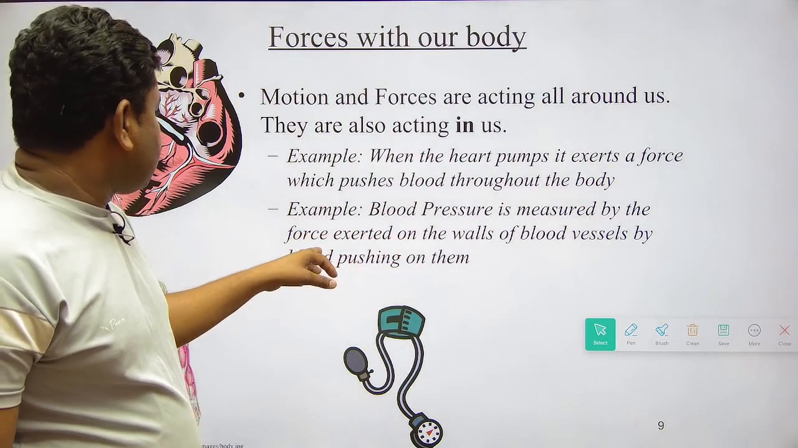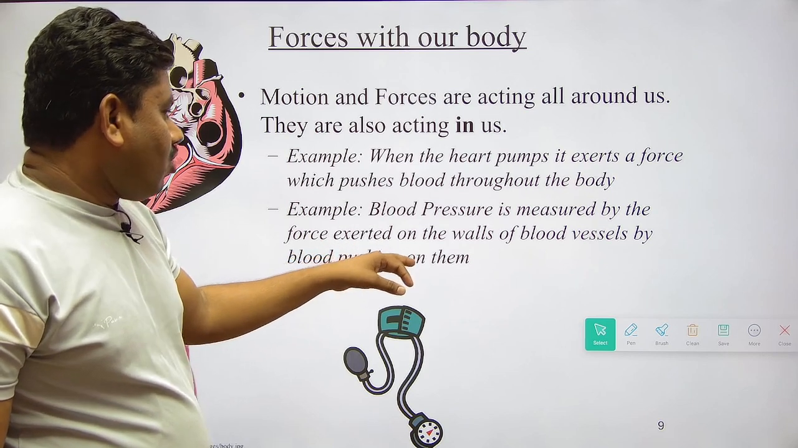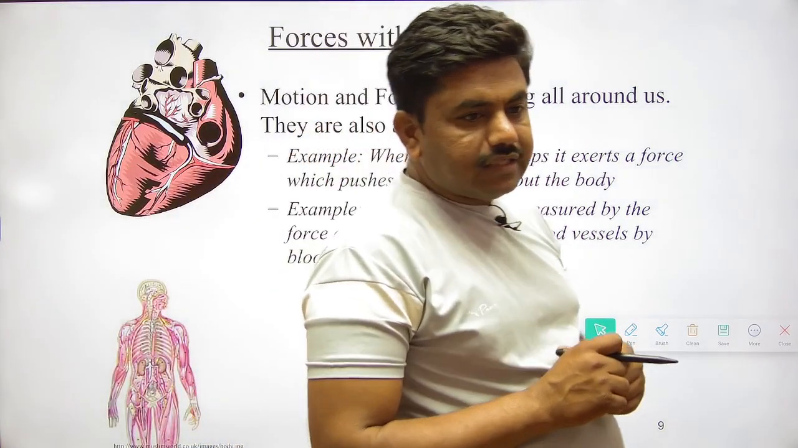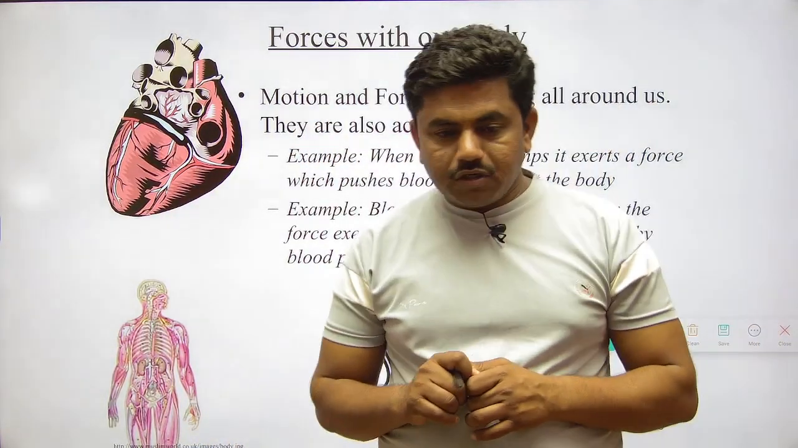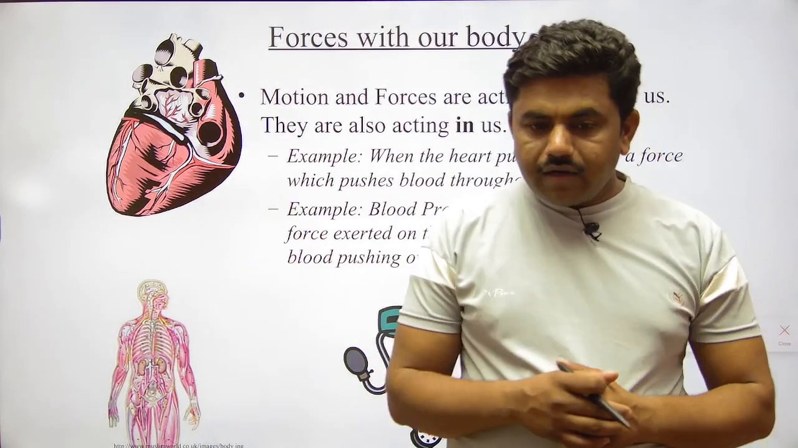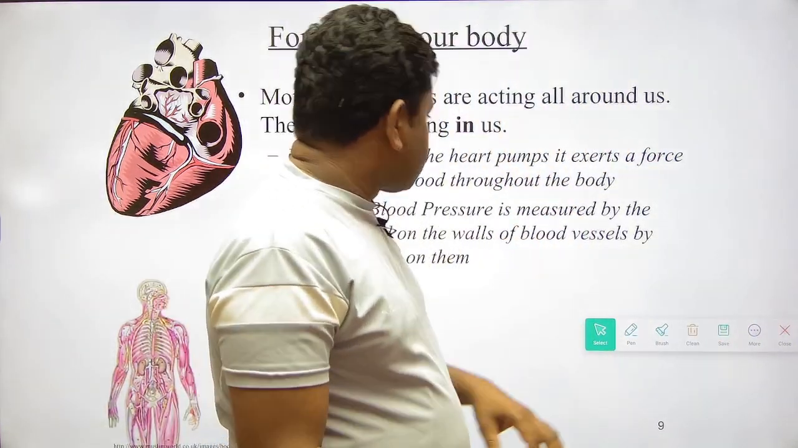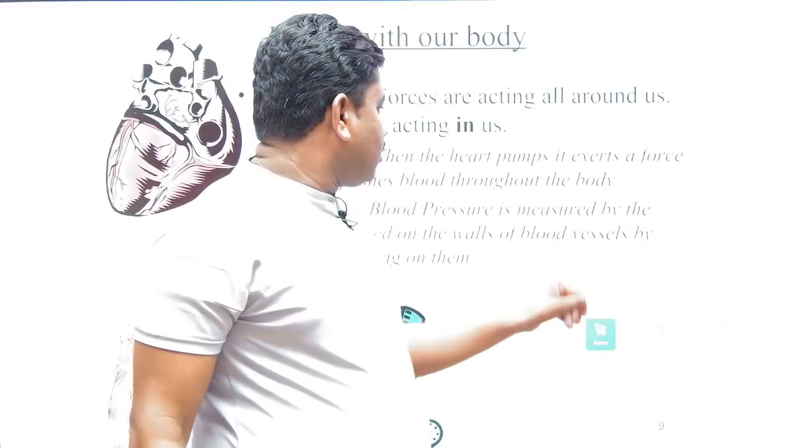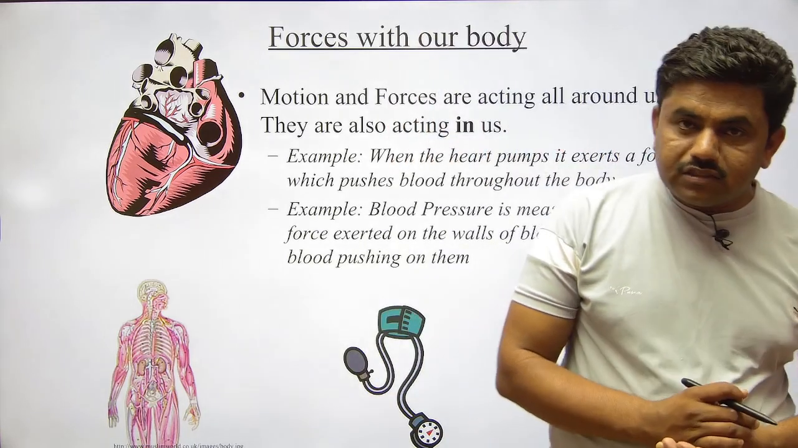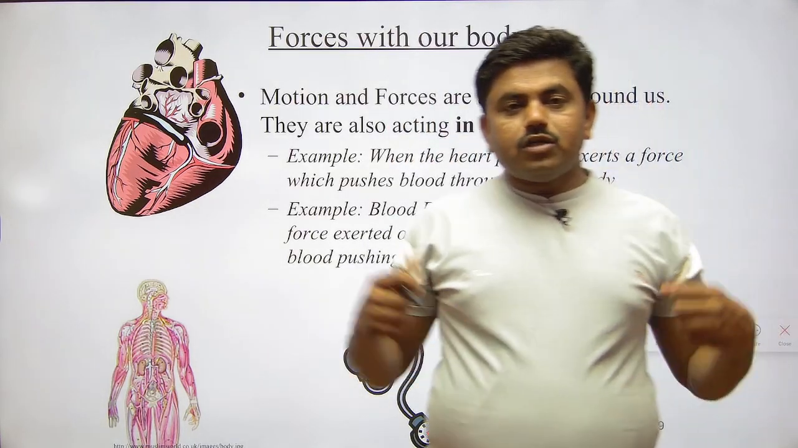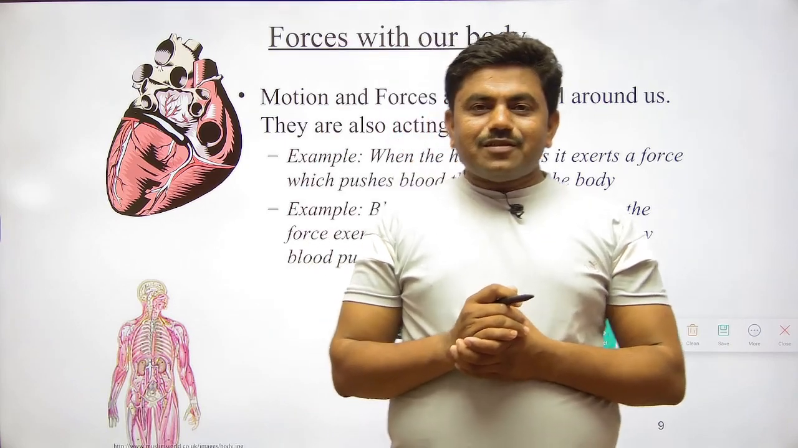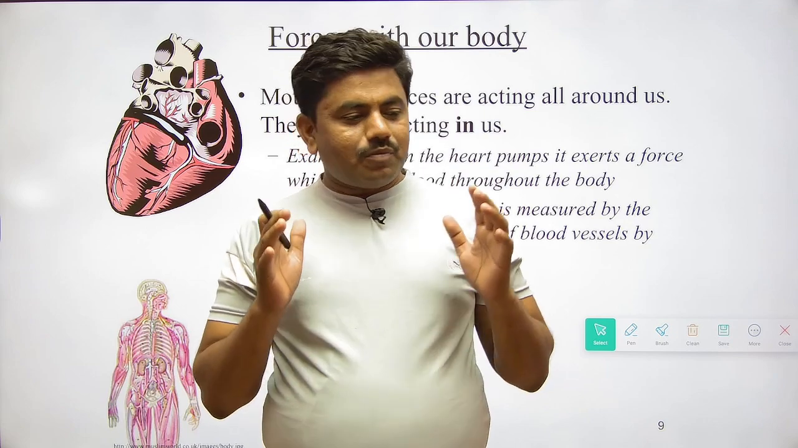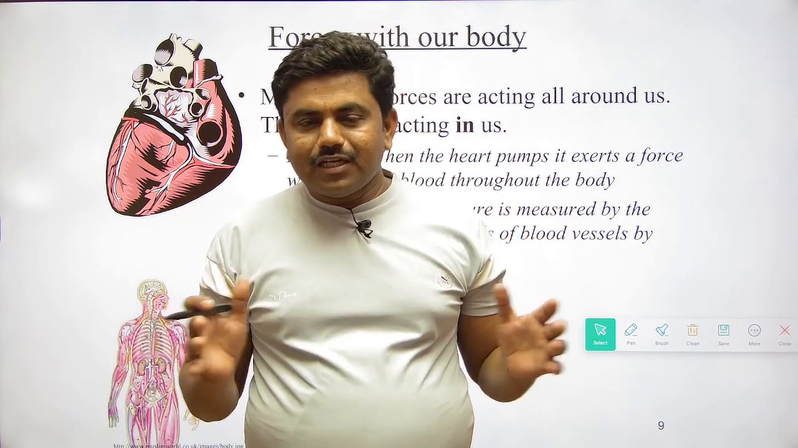For example, blood pressure is measured by the force exerted on the walls of blood vessels by blood pushing on them. That is why forces in our body are important, related to our heart and our nervous system, through which we get the senses from all over the human body to the brain. In this way, this is the most important chapter we have studied: the human body and the various types of systems present in it.